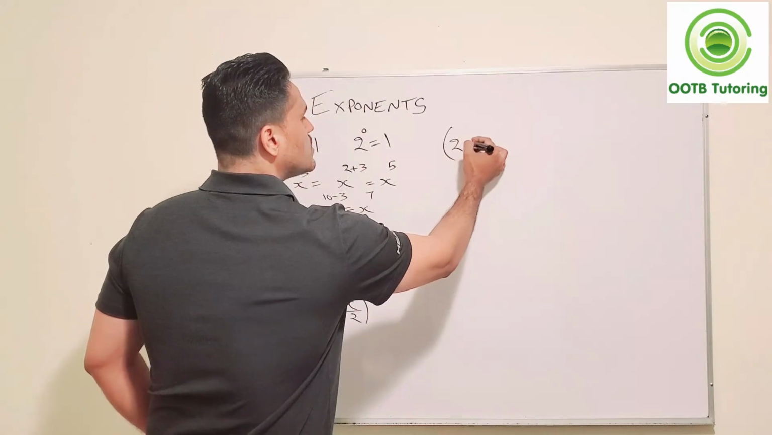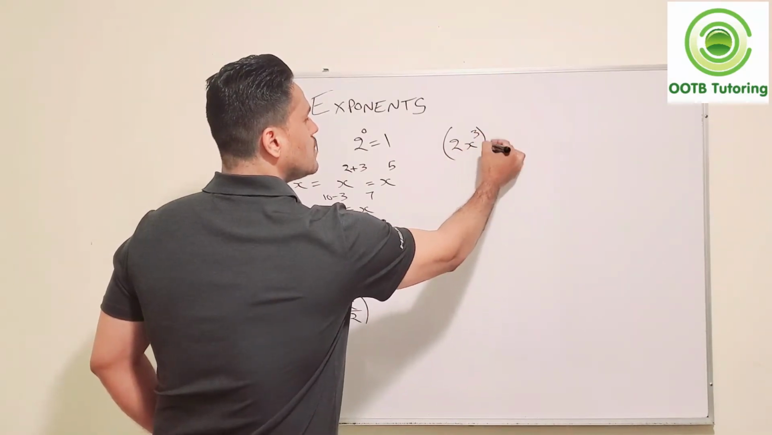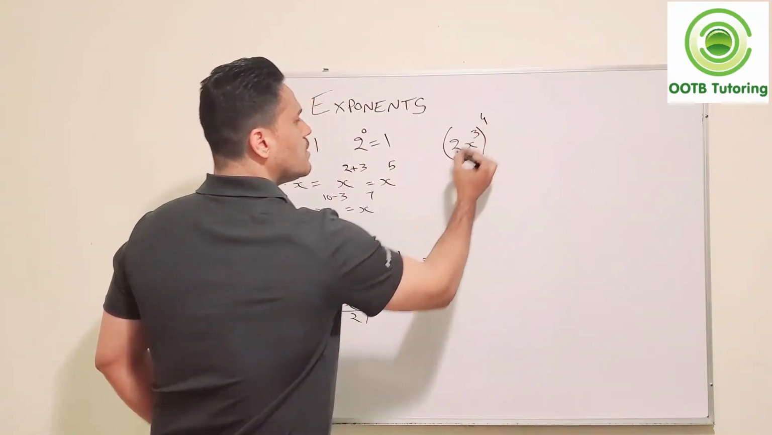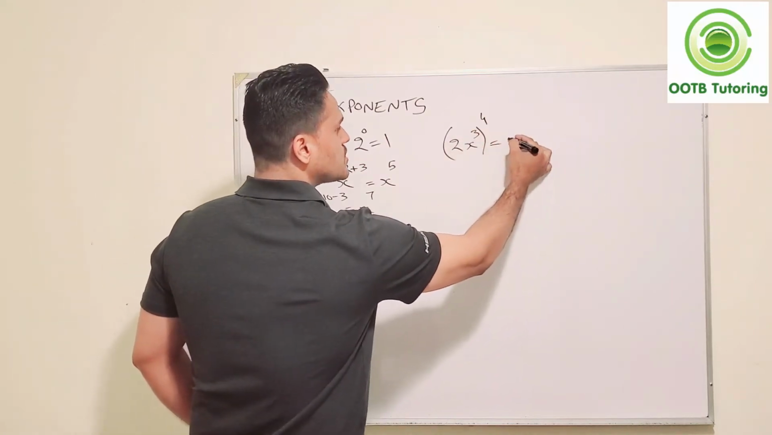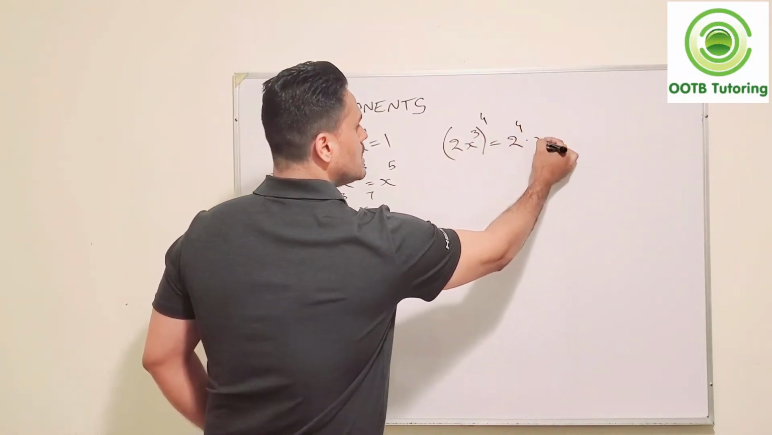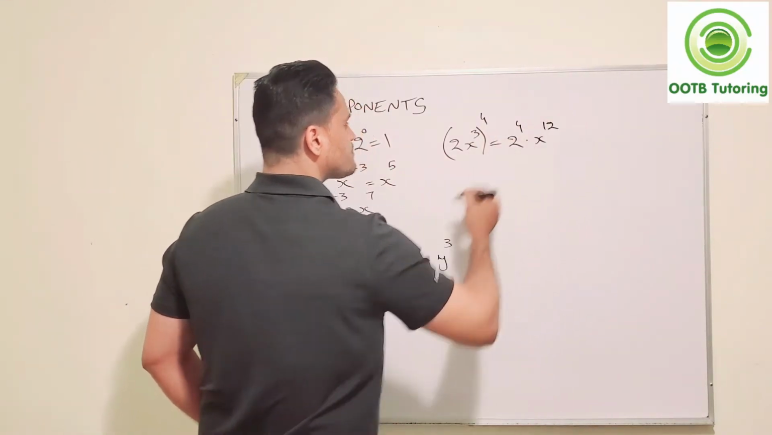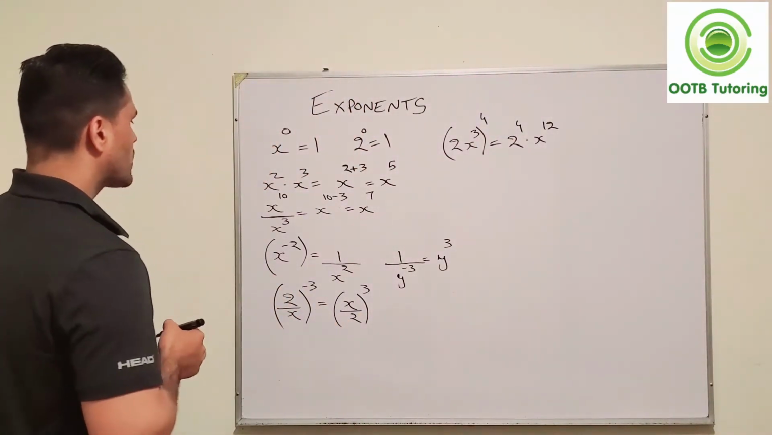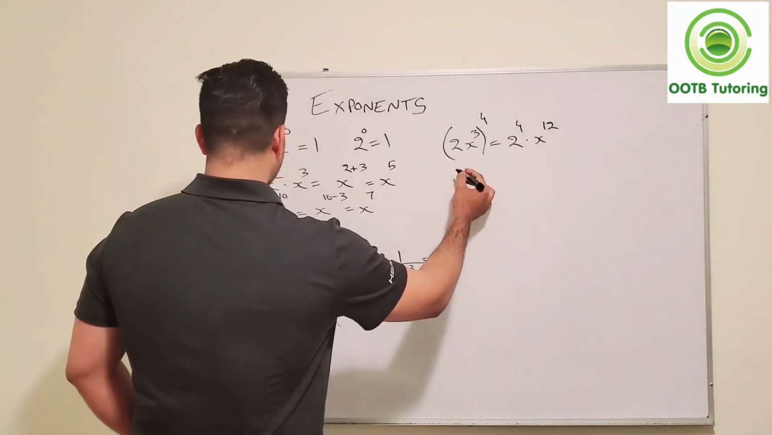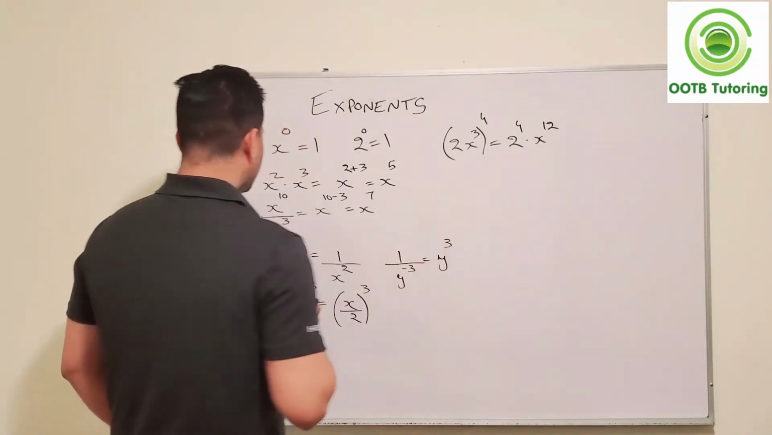Now, if I had 2x cubed all raised to the power 4, when you FOIL it, this would just become 2 to the power 4 times x to the power 3 times 4, which is 12. Okay? Let's see if there's any other rule that we've missed.